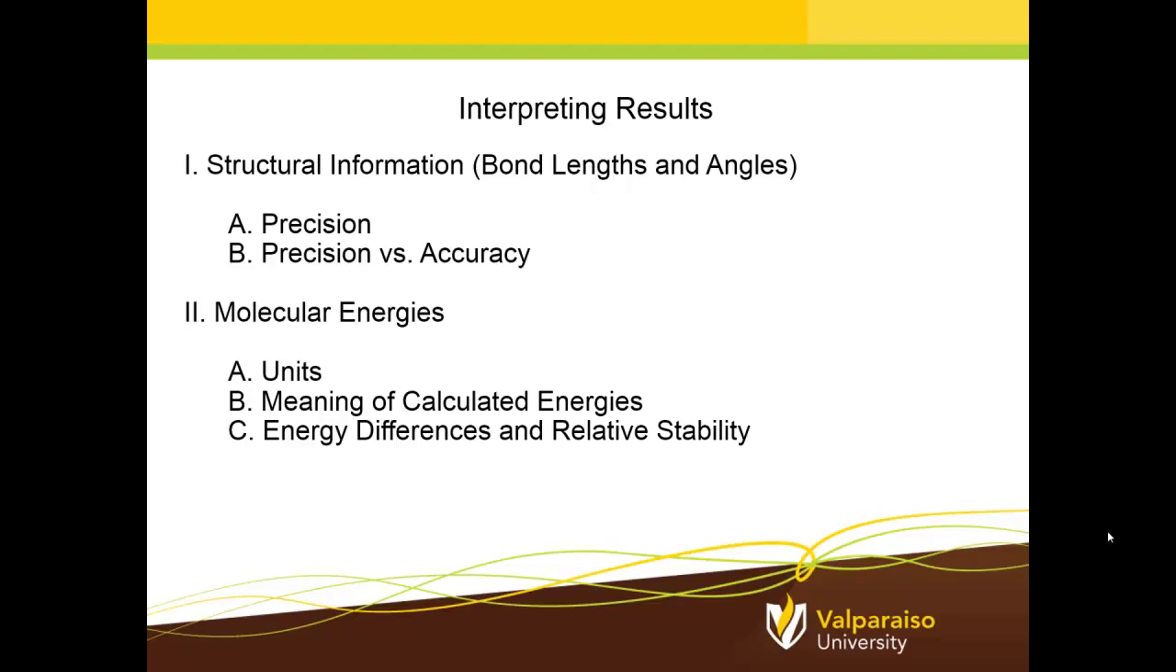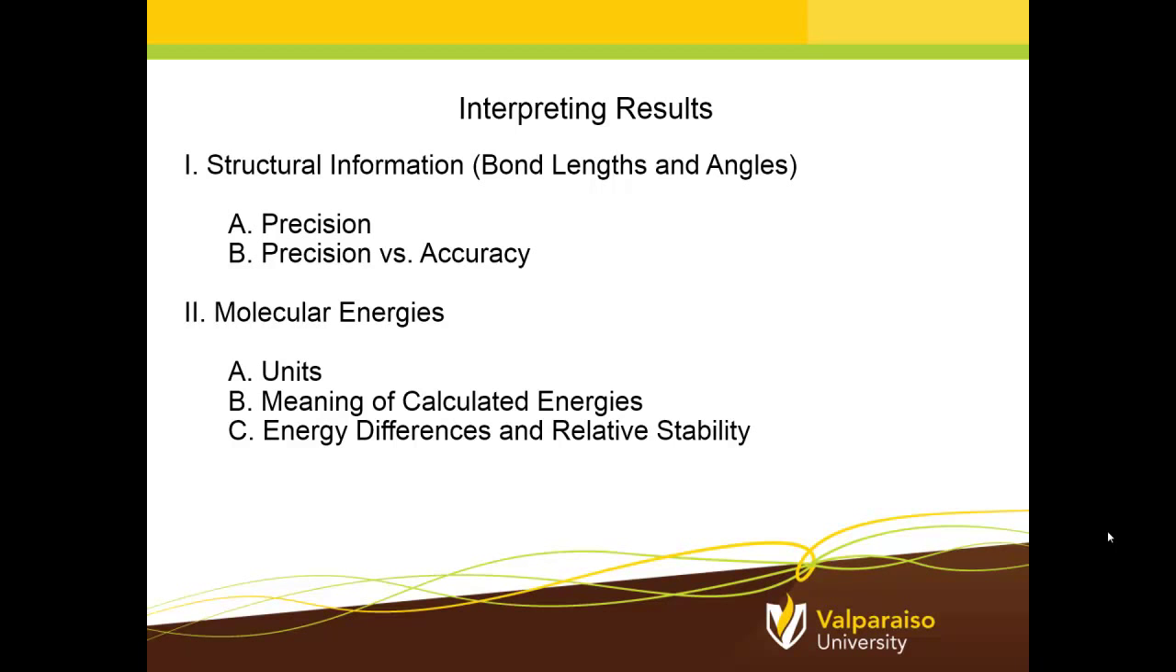In this session, I'd like to talk briefly about interpreting results from calculations that are generated by the Gaussian 09 program. And in particular, I'd like to look at structural information such as bond lengths and bond angles. We'd like to know what's the precision of the results that we get from a Gaussian calculation, and how does that differ from accuracy? Precision and accuracy mean two different things.